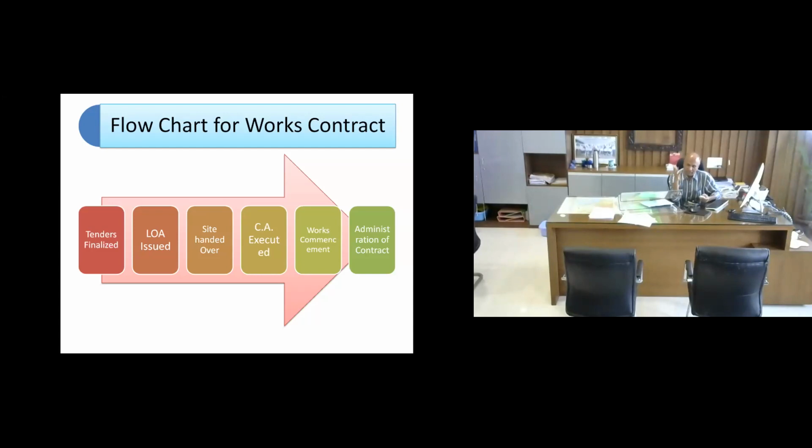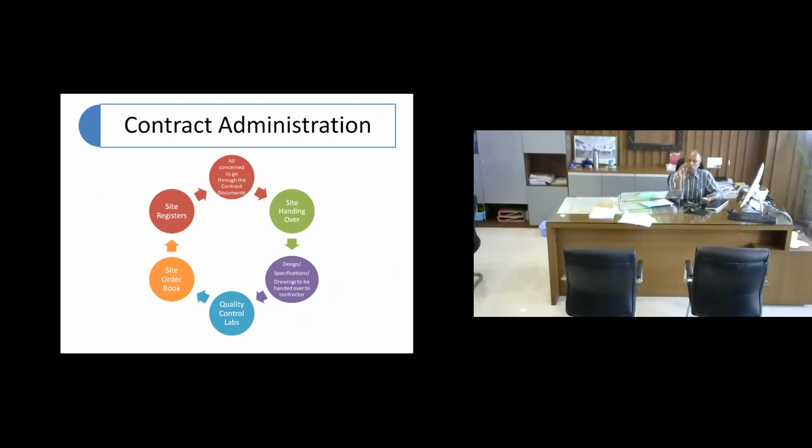Administration of contract is very, very important in the sense that the authority who has invited, who are all supposed to administer the contract, should keep on going through the contract documents and keep on assessing whether there is a need for any revision of quantity, whether some item is to be added, some items are not getting executed, and what are all the other requirements of a contract. So just see this cyclic chart once, then I'll again continue.